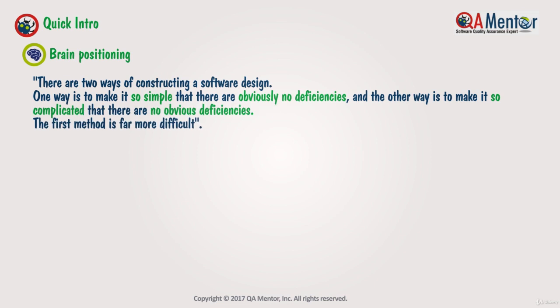Brain positioning. There are two ways of constructing a software design. One is to make it so simple that there are obviously no deficiencies, and the other way is to make it so complicated that there are no obvious deficiencies. The first method is far more difficult.